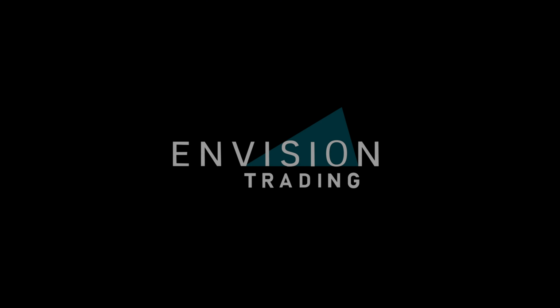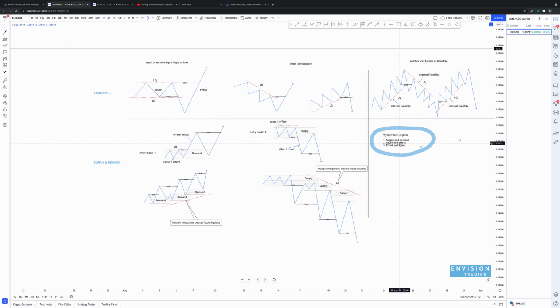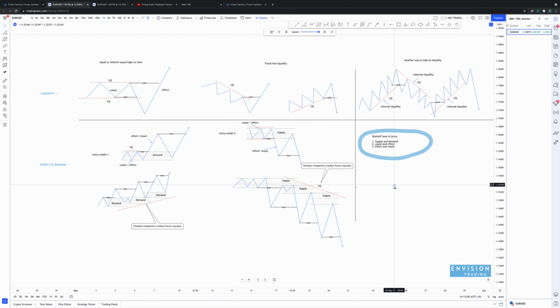Richard Wyckoff identified supply and demand, and he actually wrote a book on the subject where he came up with 3 laws of price, which are characteristics of the nature of price. The first is supply and demand, the second is cause and effect, and the third is effort and result. The first law we're going to talk about is supply and demand.